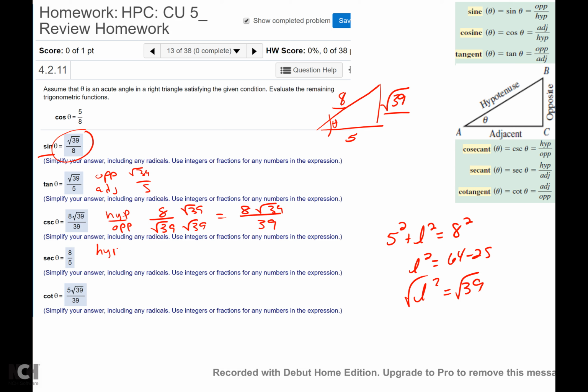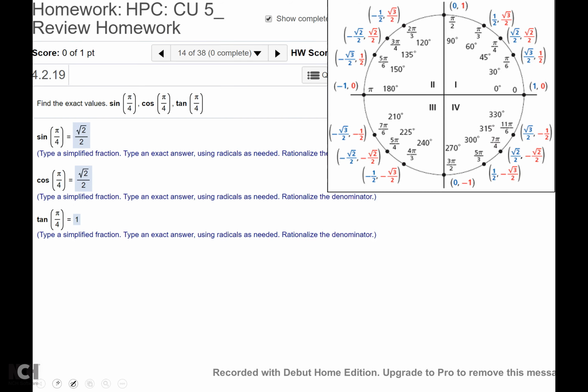Secant is hypotenuse over adjacent. Hypotenuse is 8, adjacent is 5. Cotangent is adjacent over opposite. Adjacent is 5. Opposite is the square root of 39. Rationalize. And I get 5 square root of 39 over 39.